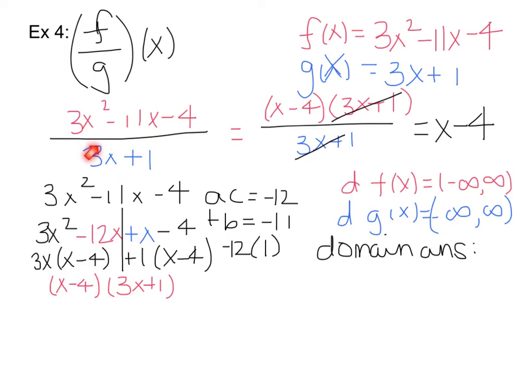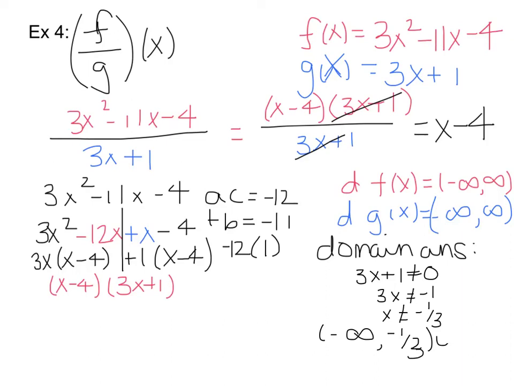So I take my denominator, which is 3x plus 1, and it cannot equal 0 because it would make it undefined. Subtract 1, divide by 3, so x cannot equal negative 1/3. So for my domain, for my answer, it would be negative infinity to negative 1/3 union negative 1/3 to infinity.